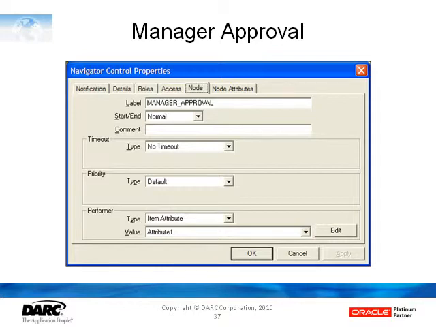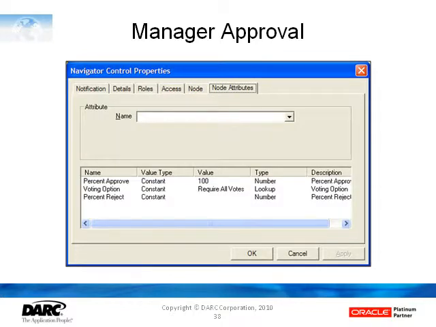And if you notice now in the performer area, we're still using a type of item attribute, but now we're looking at attribute 1. That relates to the change order descriptive flex field we looked at previously, and whatever approval list is stored in that flex field will be the person or persons that get notified, and in this case have to vote, approve, or reject. And again, we see the same voting option, require all votes, and we require 100% approval.